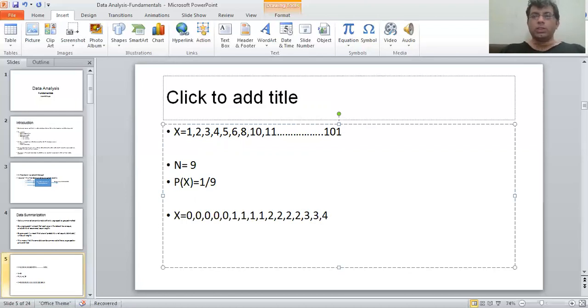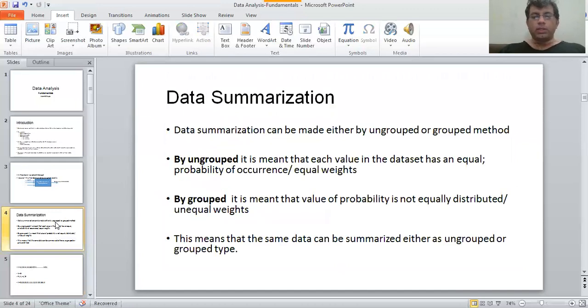So this data can also be analyzed in a much better way if it is taken as grouped data statistics. So by summarization of the data, we mean that it is up to us whether we want to analyze the data set as grouped data statistics or as ungrouped data statistics. We will start our discussion of data analysis firstly with the ungrouped data statistics type, and then with the grouped data statistics type.